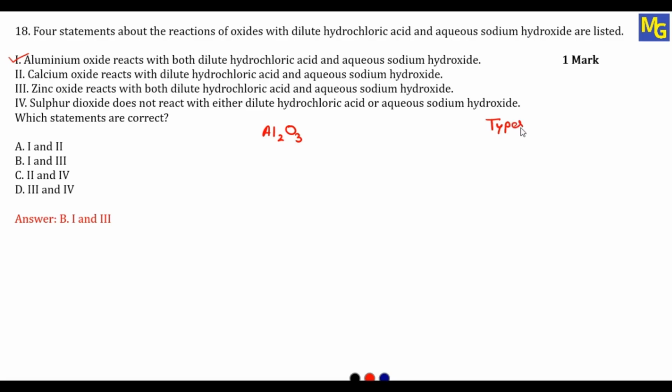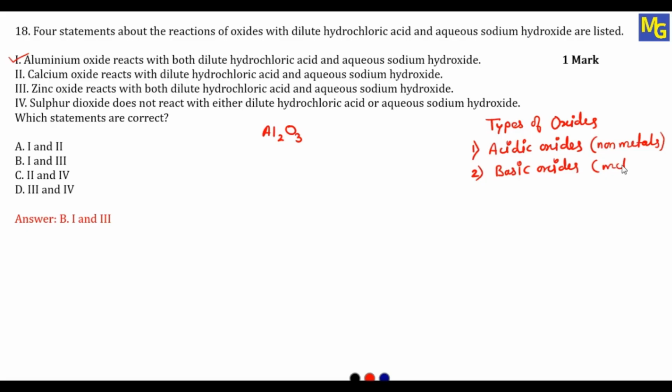So types of oxides. We have three types of oxides. First one, acidic oxides. And who will give acidic oxides? All non-metals. Non-metals will give acidic oxides. Then second, we have basic oxides, and basic oxides we are going to get from metals. And then we have one more type which are called amphoteric oxides.